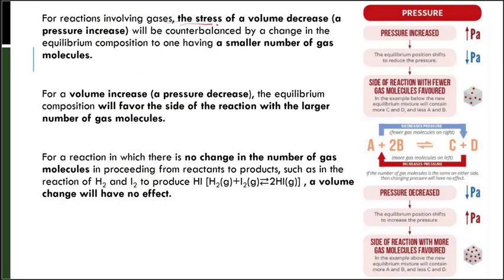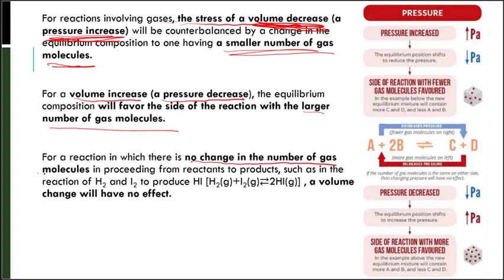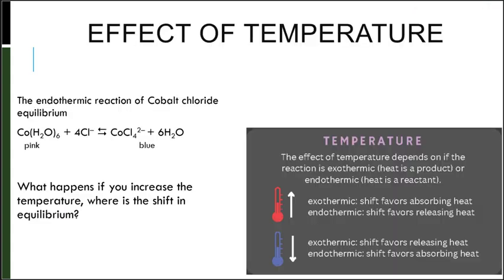For reactions involving gases, when volume decreases, that means the pressure has been increased. It will be counterbalanced by a change in the equilibrium to one having a smaller number of gas molecules. For a volume increase or a pressure decrease, the equilibrium composition will favor the side of the reaction with the larger number of gas molecules. For a reaction where there is no change in the number of gas molecules, a volume change will have no effect. Let's look at the effects of temperature.